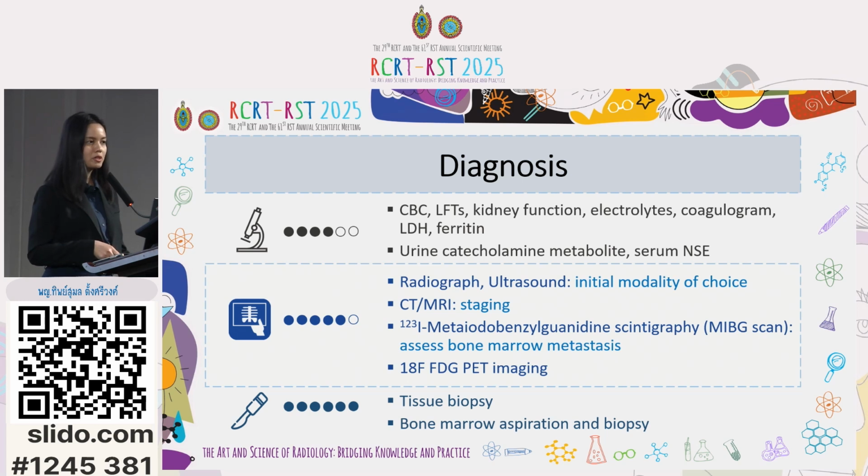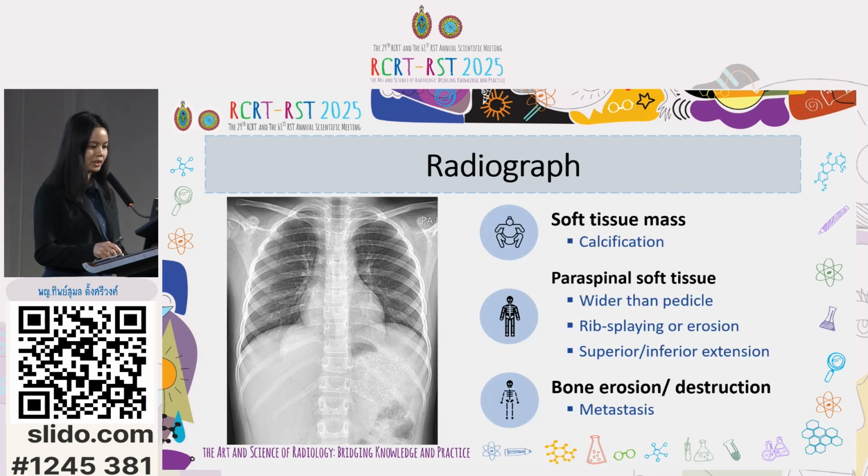The diagnosis of neuroblastoma starts with history taking, physical examination, and laboratory tests, followed by imaging and pathological confirmation. For imaging, we typically begin with radiographs and ultrasound for initial evaluation. CT, MRI, and functional imaging such as MIBG and PET scans provide more information to help with staging and assessing metastasis. Common radiographic findings in neuroblastoma include a soft tissue mass, almost always with calcification, as well as paraspinal soft tissue lesion and bone erosion or destruction.